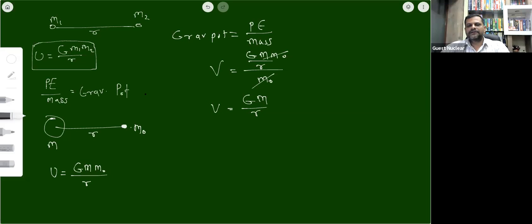So since we know that this gravitational potential energy is always negative, because of that we can say that the minus sign will always be there in the gravitational potential. So this gravitational potential is actually going to be minus Gm upon r. This is the formula for gravitational potential of any particular mass. Once you find out the gravitational potential, we don't require this mass to be kept here.